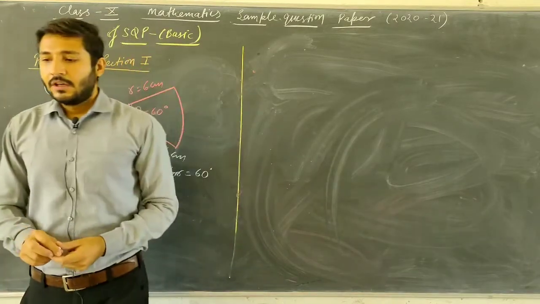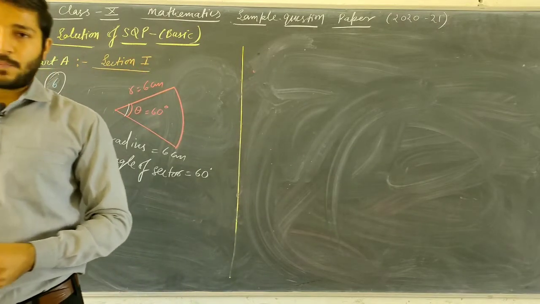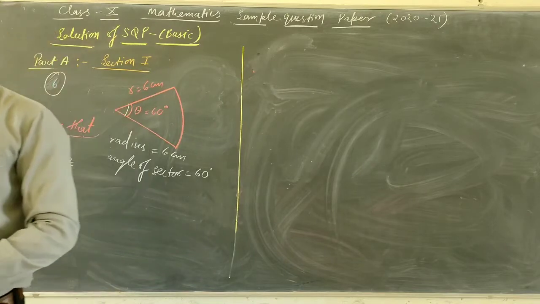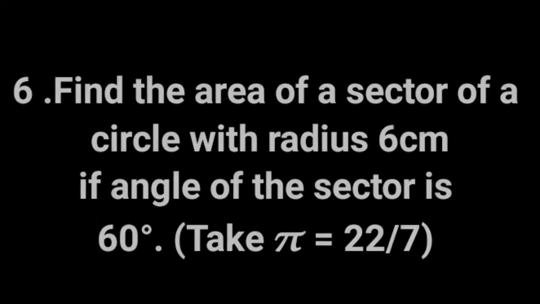Clear to you? Students, after question number 5, question number 6, what is given? There are two parts. Okay. In first part, what is given? Find the area of sector of a circle with radius 6 centimeter, if the angle of the sector is 60 degree, take pi is equals to 22 upon 7.